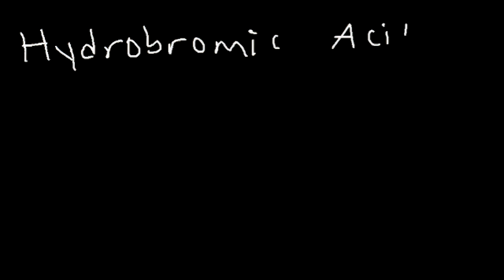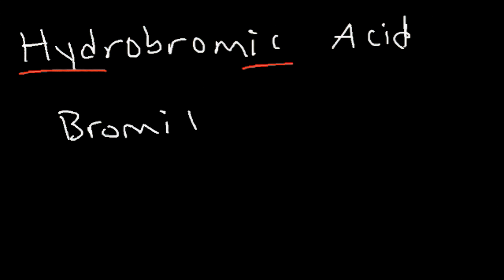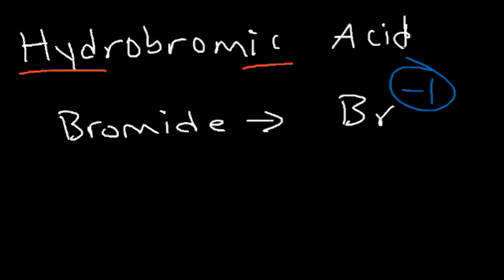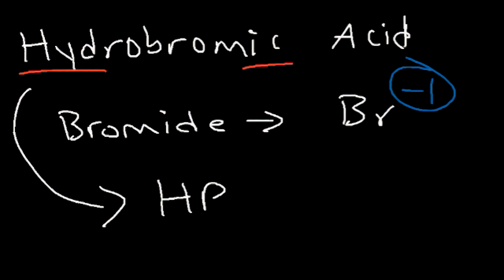Now what about this one? Hydrobromic acid. Because we have the prefix hydro and the suffix ic, it's associated with ide, or bromide. And bromide is a monatomic ion, which is Br-. Because it has a -1 charge, we only need to add 1 hydrogen to it. So the formula for hydrobromic acid is simply HBr.